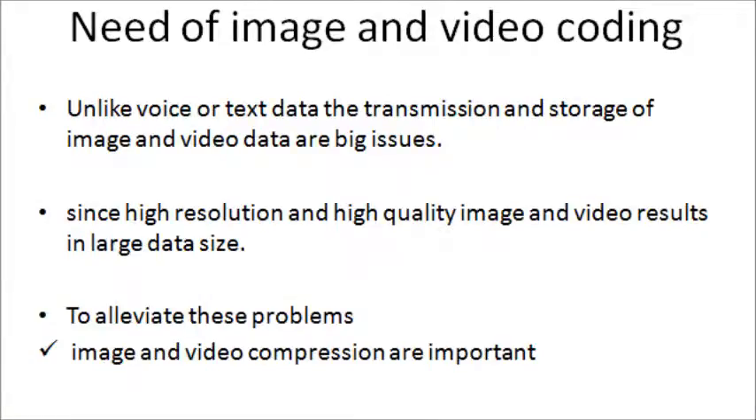So now the question arises, why do we need image and video coding? Unlike voice or text data, whose data is not that large, both the transmission and storage of image and video data are big issues, since high resolution and high quality image and video result in large data size. In order to alleviate these problems, image and video compression play a very important role.